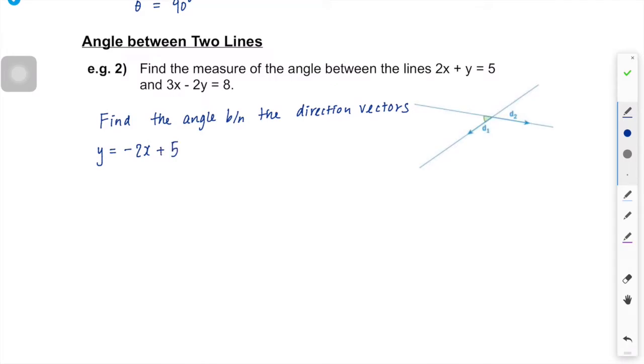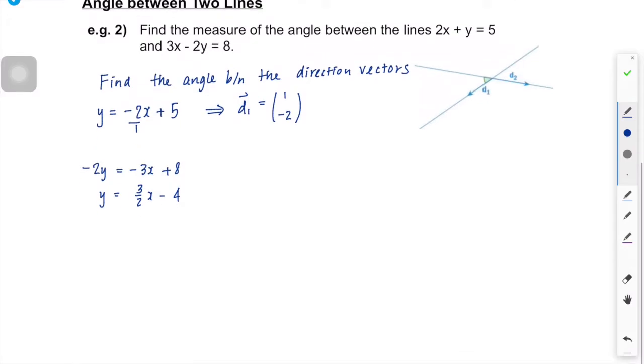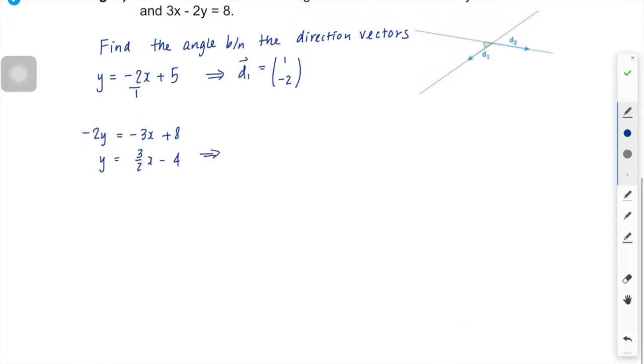So that the gradient, which is rise over run, can be turned into the direction vector. So here the gradient is -2 over 1, so that means I have 1 and -2 for D1. For the second line, I have 3x minus 2y equals 8. Well, let's take a step. -2y is -3x plus 8, meaning that the line is y equals 3 over 2 x minus 4, in y equals mx plus b form. And so D2 is 2, 3.